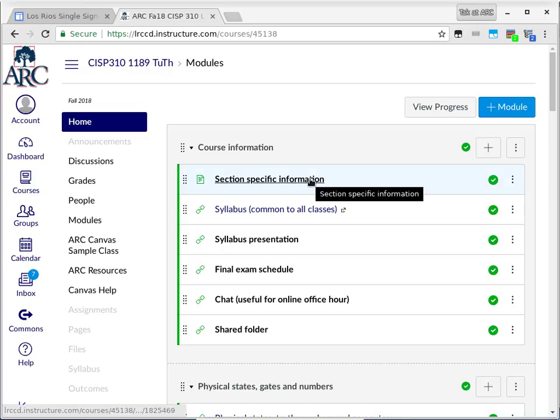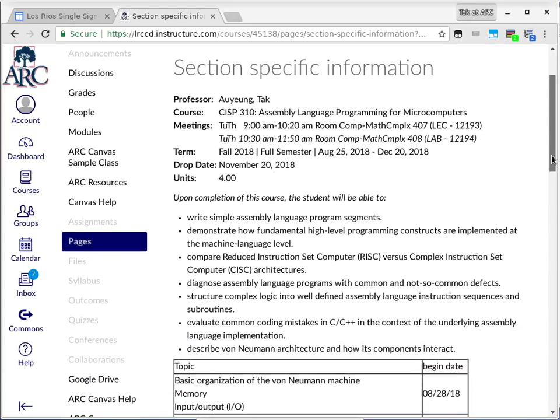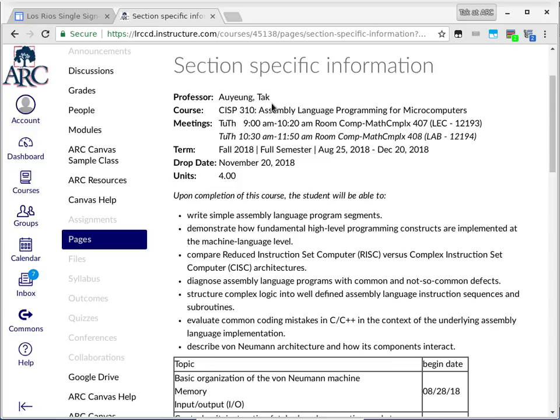All right. So we'll start with information that is specific to this section, and then we'll go over some other stuff. All right, section-specific information, this is copied from the schedule, so there should be nothing surprising here. This is the Tuesday, Thursday class, basically from 9 to noon, 4-unit class, and you might want to take note of when is the last day to drop without a W, and when is the last day to drop with a W. So those two dates are particularly important. The rest of it, this portion at least, is what we call the student learning outcome.